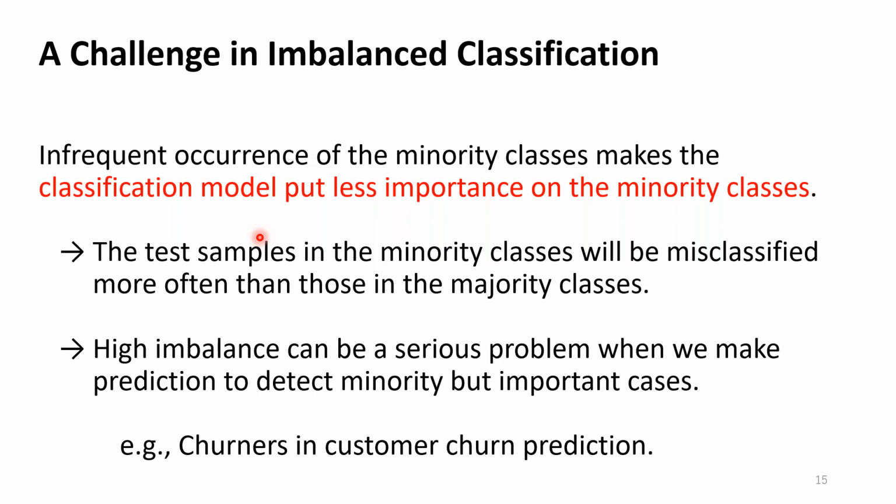So high imbalance can be a serious problem when the purpose of the prediction is to detect the minority. For example, churners in customer churn prediction. I mean, in customer churn prediction, it is important for us to detect churners rather than non-churners. So in customer churn prediction, we need to take necessary measures to handle imbalanced data effectively to improve prediction performance. So let me talk about the approaches to handling imbalanced data.